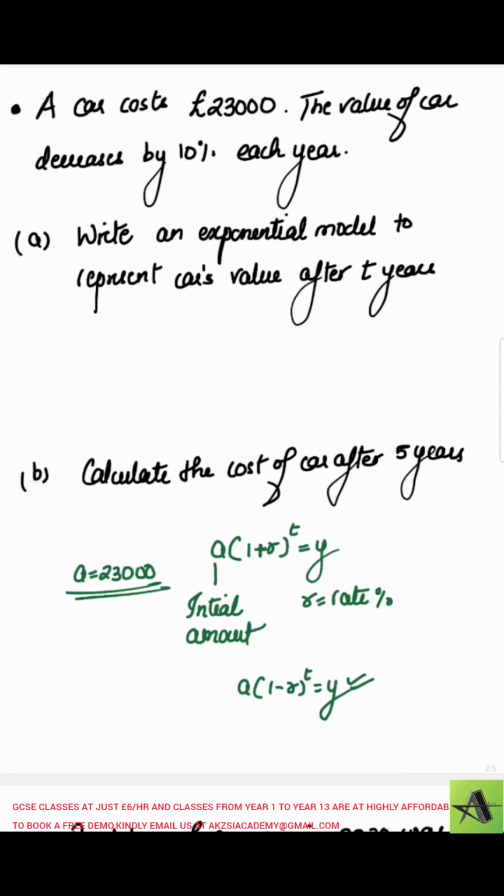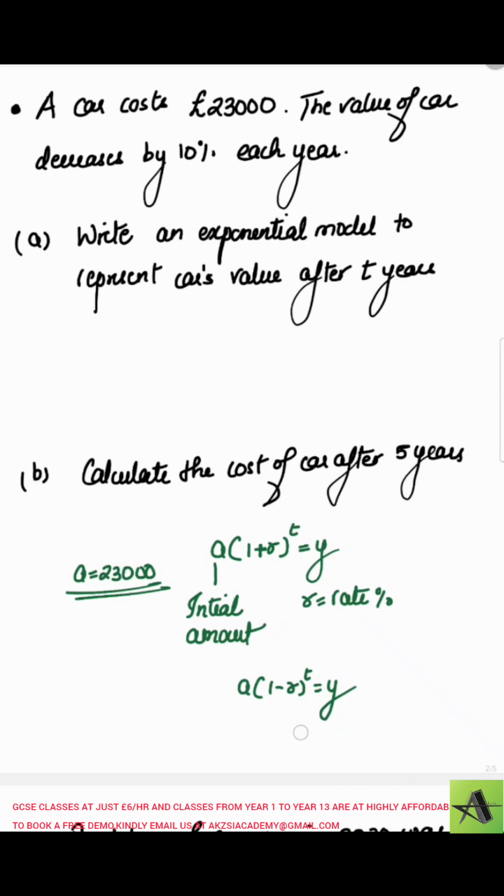So r is the rate percent, so I'll be writing 23000 times (1 minus 10%) to the power of t. Now we can't use a percent, we have to convert it into a fraction or decimal. When I convert a percentage into a fraction or decimal, this we have done in year 4 or 5. So this will be 10 over 100, which gives you 1 over 10, or 0.1. So we have to focus on this formula.